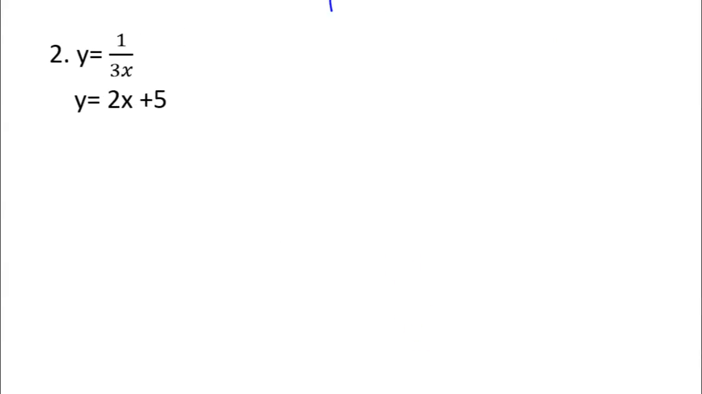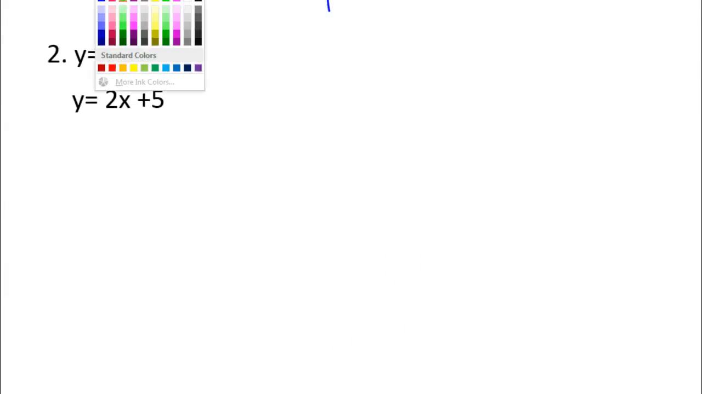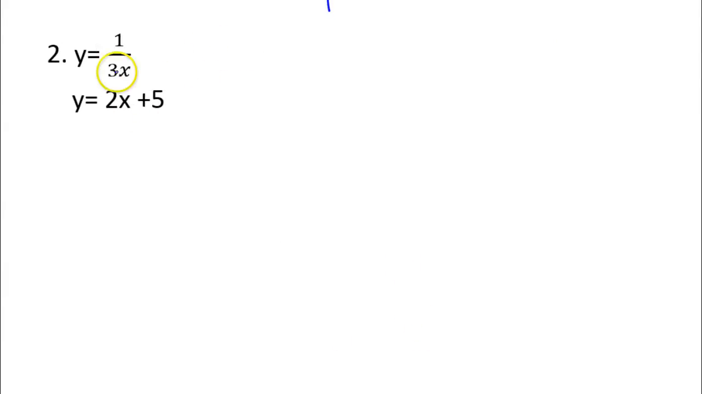Now look at problem number 2. This problem looks way simpler. Setting these equal to each other like you do, so I have 1 over 3x equals 2x plus 5.